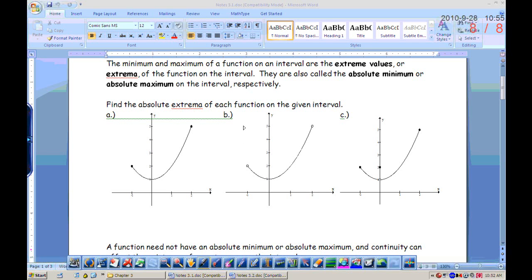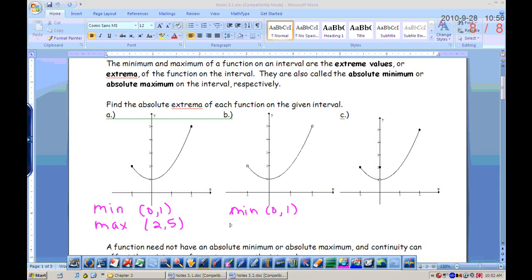So for the absolute minimum on A, what point is the absolute minimum? 0, 1. And what is the absolute maximum? 2, 5, yeah. Let's name it as a point. Okay, on B, how about the absolute minimum? 0, 1. Okay, still 0, 1.